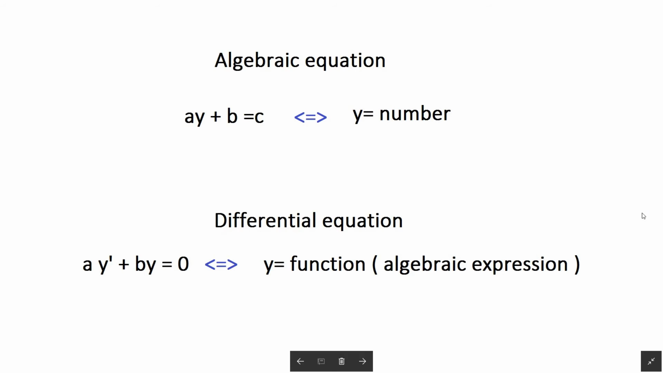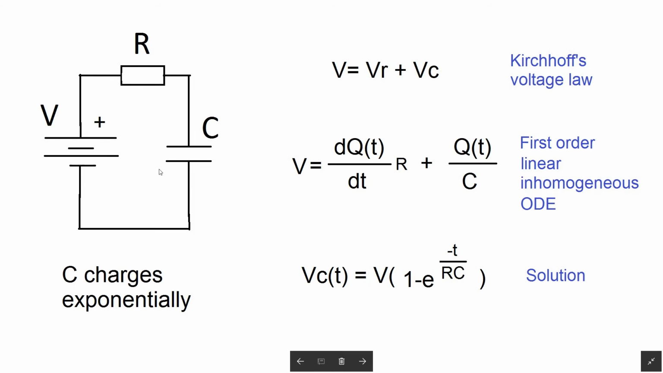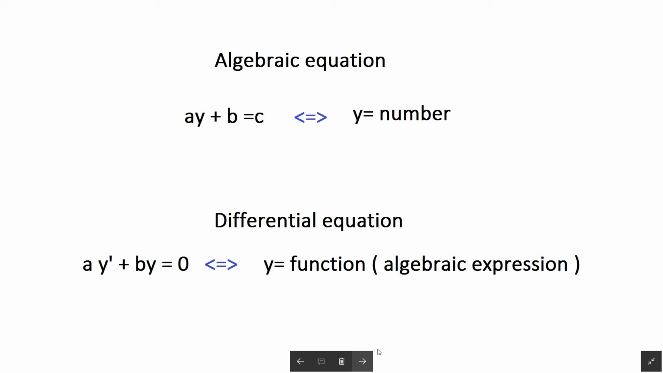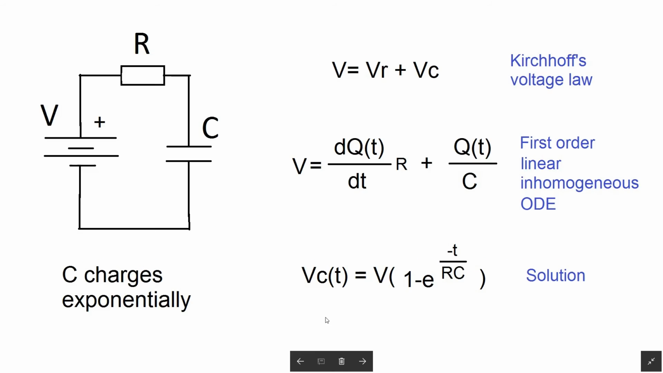So like I said, our circuit is described by a differential equation. But what is a differential equation? In a normal algebraic equation, the solution is just a number. But in a differential equation, the solution for the equation is a function, which means a function like this is a solution to an equation like this.